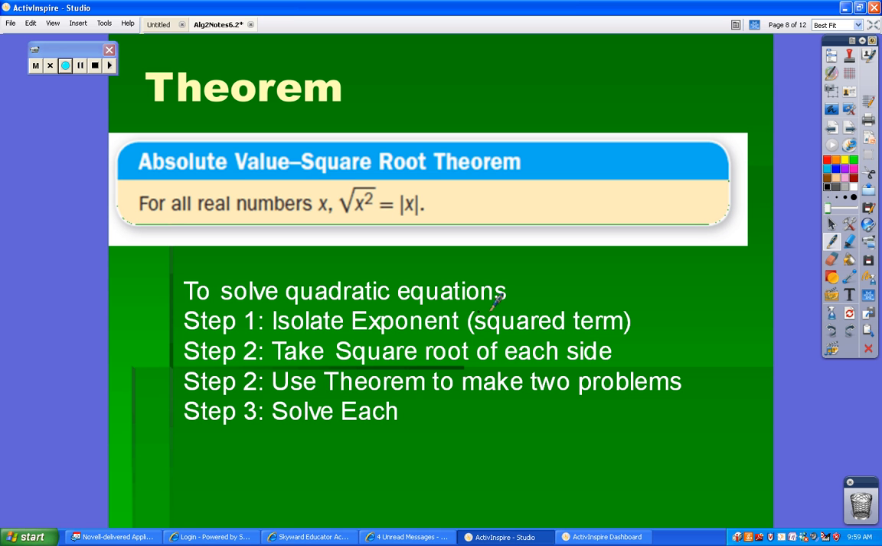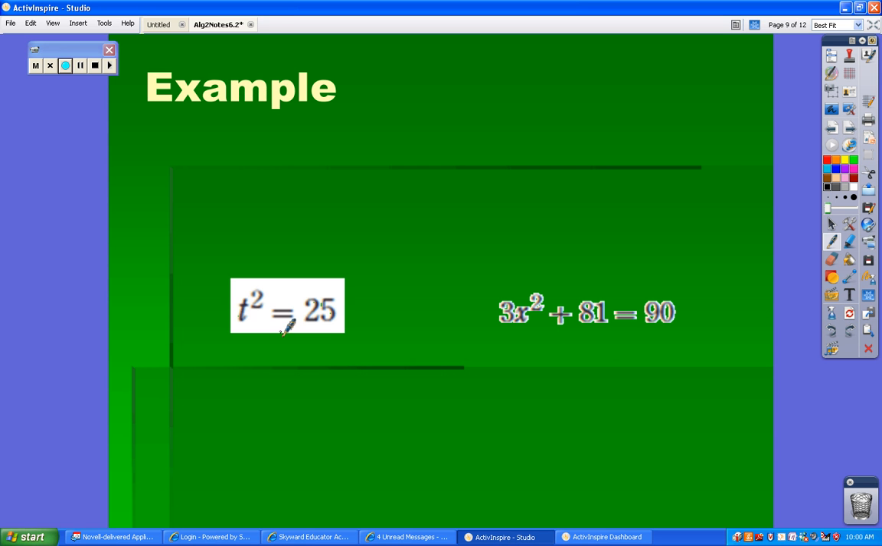And this is how we're going to solve quadratic equations. You're going to isolate the exponent or the squared term. We're going to take the square root of each side. And then we're going to use the theorem to make two problems. And step 3, I don't know why I can't make my steps right. This should be 3. And this is 4. Step 3 is what kids are going to forget. You're not going to make two problems and you're going to miss one of your answers. Square root's going to have two answers also when we're solving them, just like absolute value. Okay, so let's look at an example here.